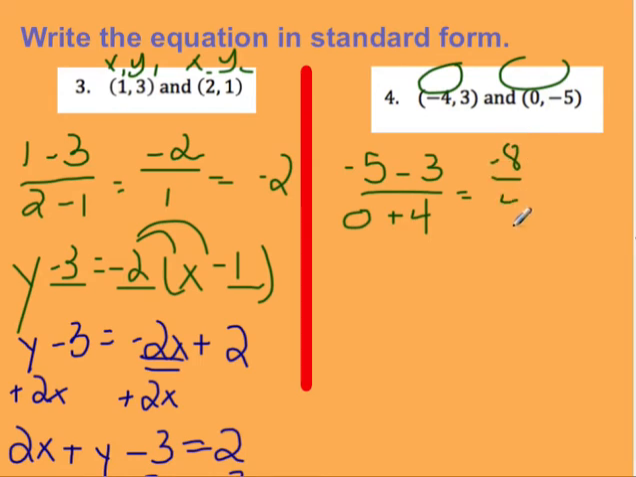0 plus 4 is going to be 4. That became 0 plus 4 because we were subtracting a negative. That turned it into plus the positive. Negative 8 divided by 4 is going to be negative 2.